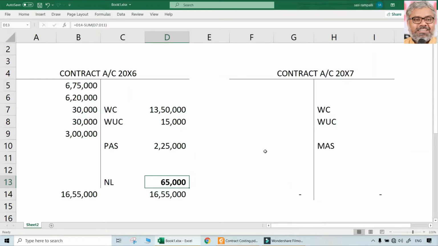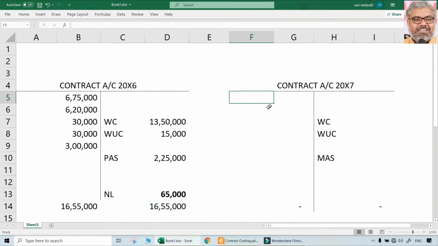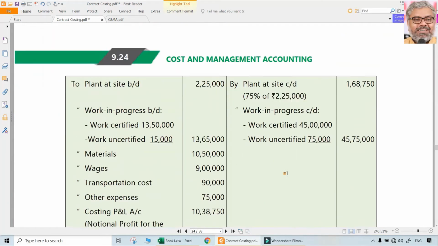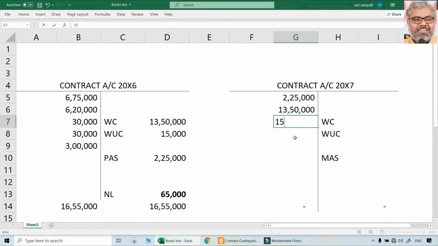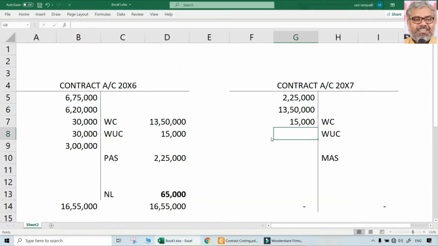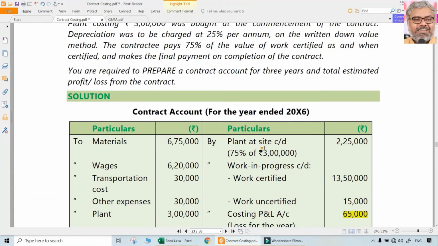Next year, the main point to notice here is these are assets. Plant at site will be starting here at 2,25,000. That will be the starting point of the 20x7 contract account. These are not for the year, these are carried forward assets. Then work certified already continues. So whatever was there earlier, that 13,50,000 will be the starting point here. That is going to be the work in progress brought down, 13,50,000 and 15,000. Right? Then whatever happened during this year has to be debited to that year's contract account.